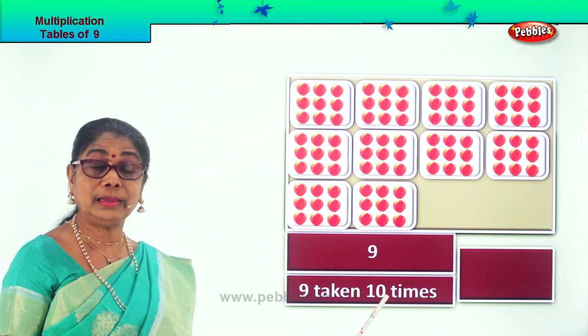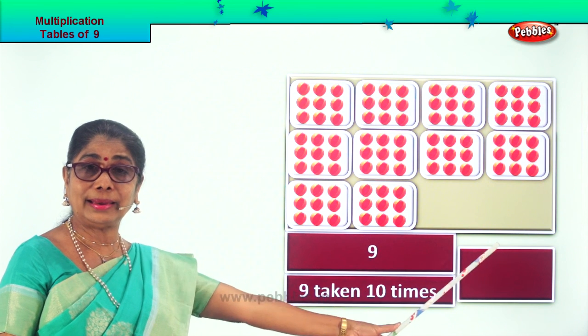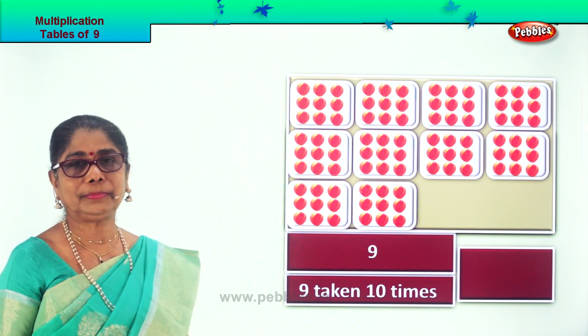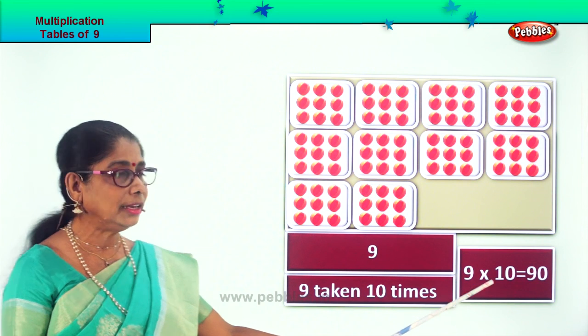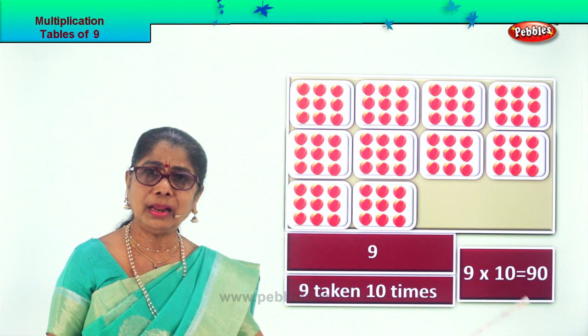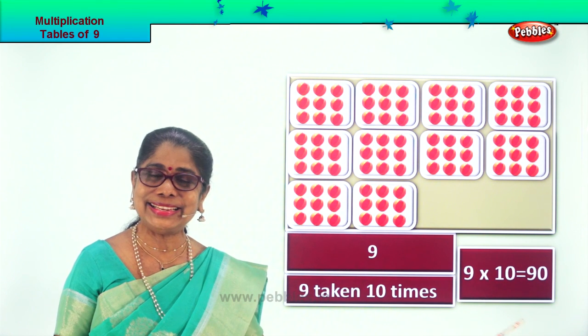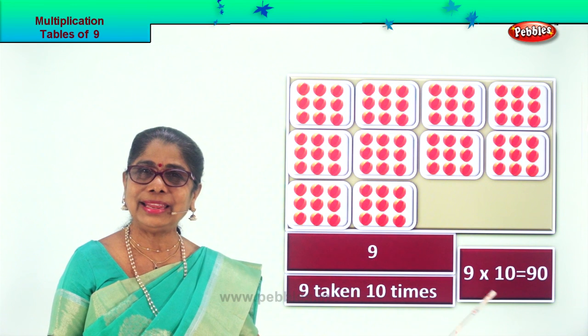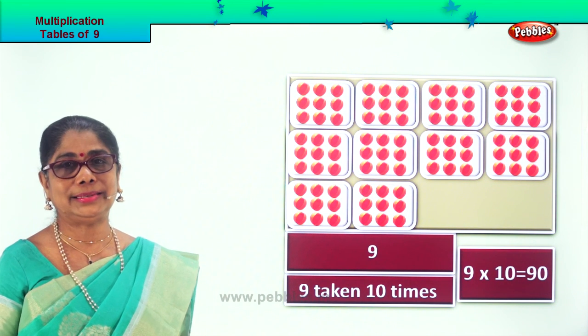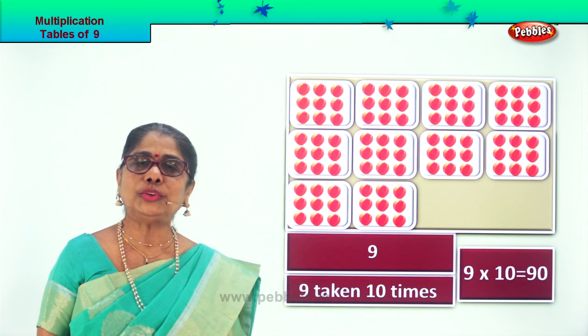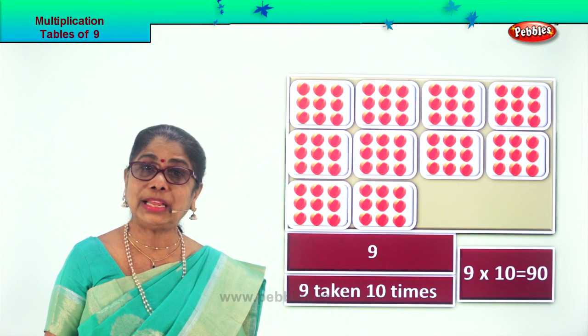9 taken 10 times. How do we write that? 9 into 10. 9 tens are equal to 90. So we write it 9 into 10. 9 tens are equal to 90. 9 into 10 equal to 90. What is 9 tens are? 9 tens are 90. Did you enjoy building the 9 times table?